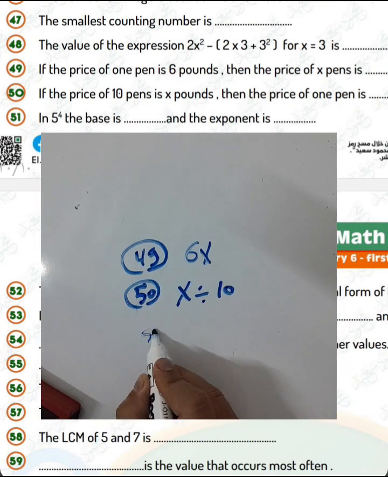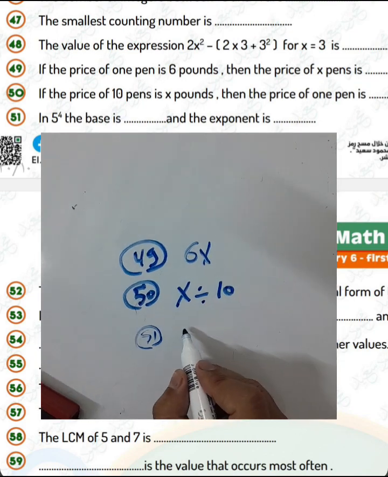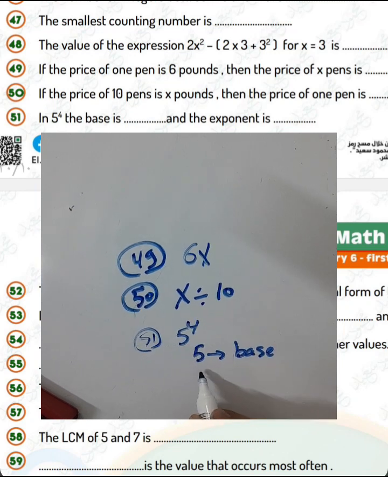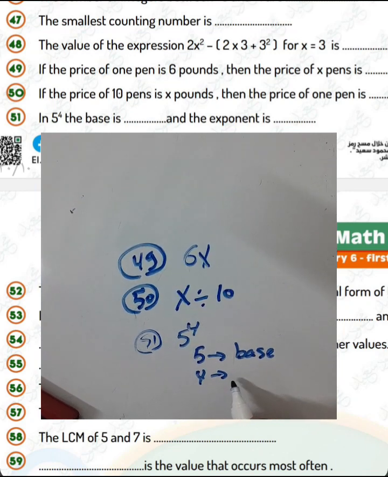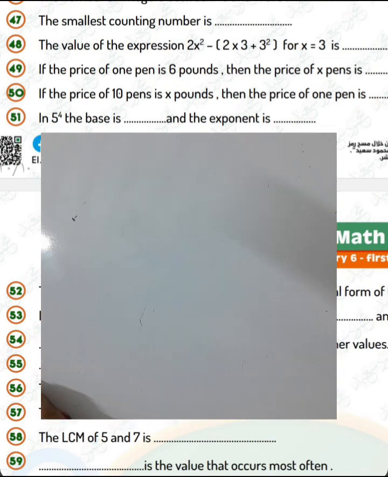Question 51. In 5 power 4 the base is 5. 5 power 4, 5 we call it the base, and 4 we call it the exponent. Okay, 5 is the base and 4 the exponent. Next question.